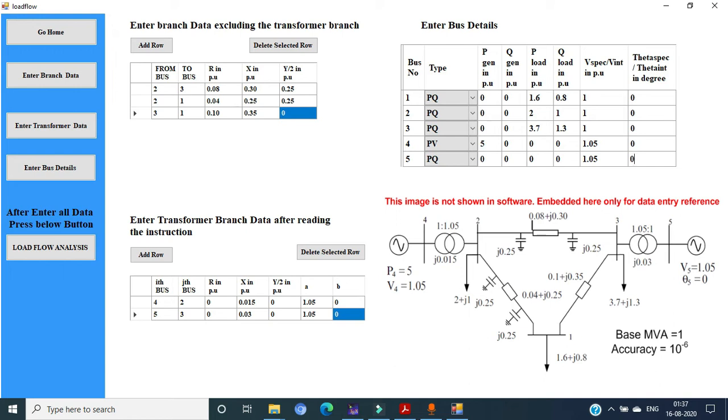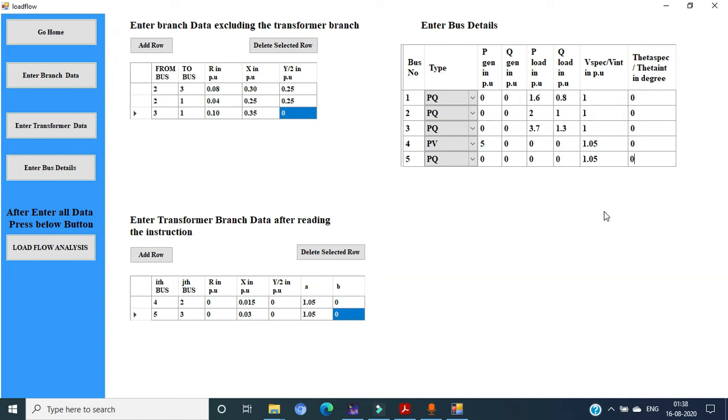Next we move to the next page by clicking the load flow analysis icon.